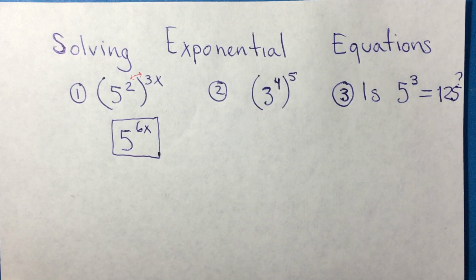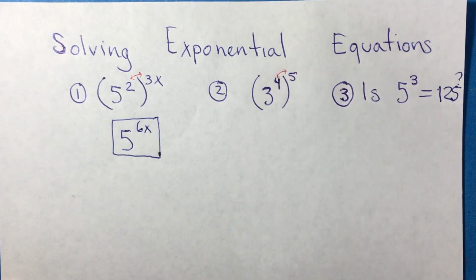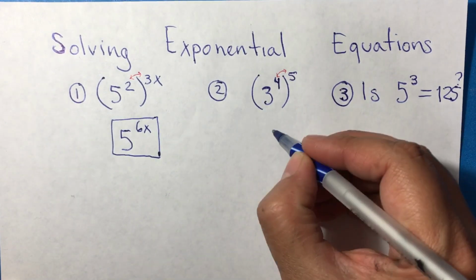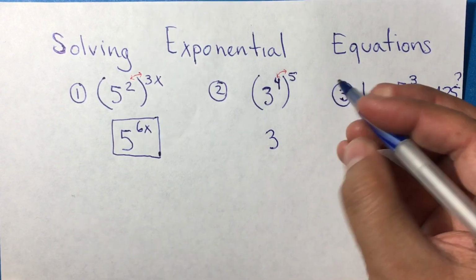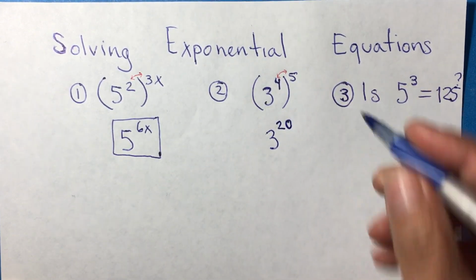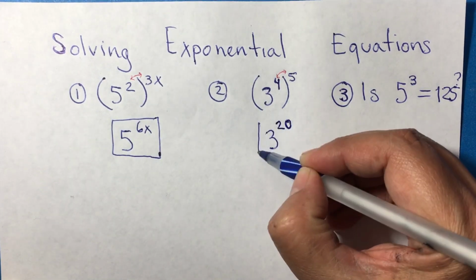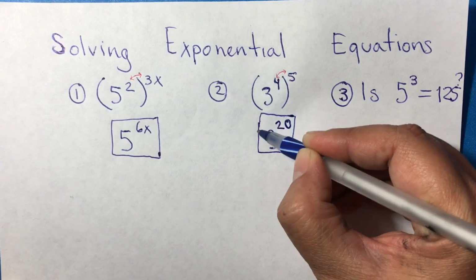For the next one, we do the same thing. We just multiply 4 times 5. Keep the base. 4 times 5 is 20. And if you're asked to raise 3 to the 20th power, then you can go ahead and do that. But for this lesson, we're just going to leave it as 3 to the 20th power.